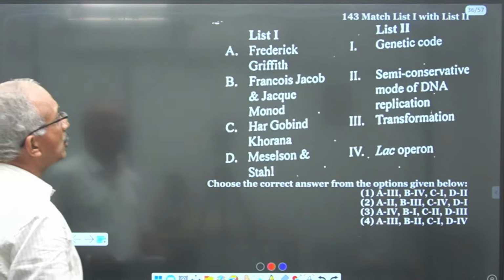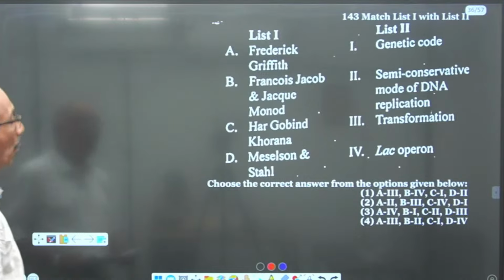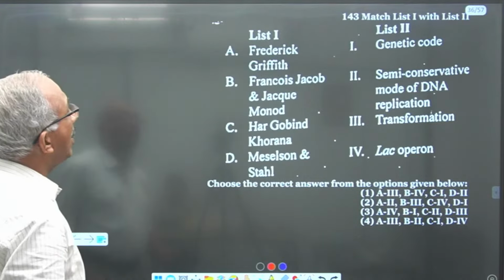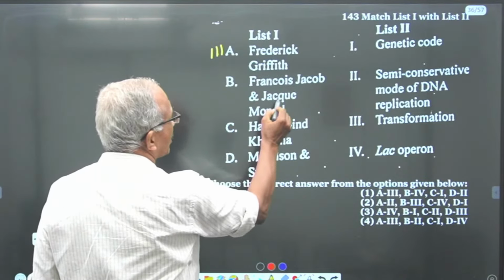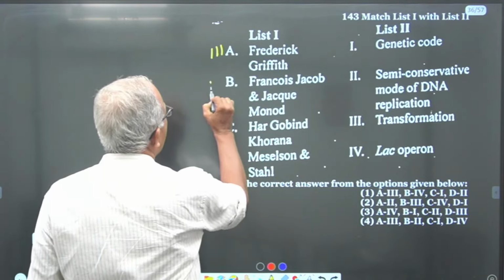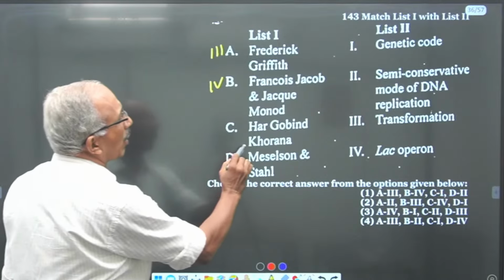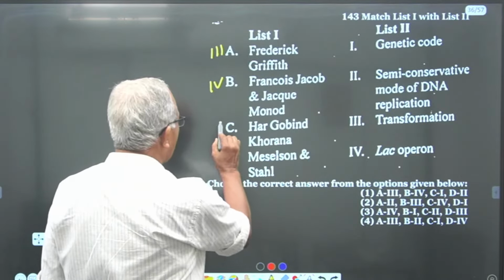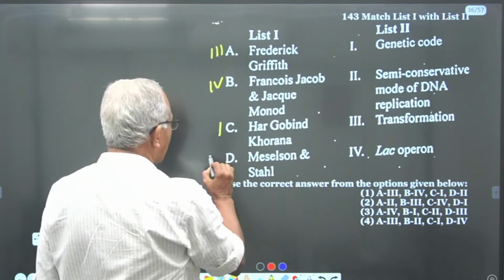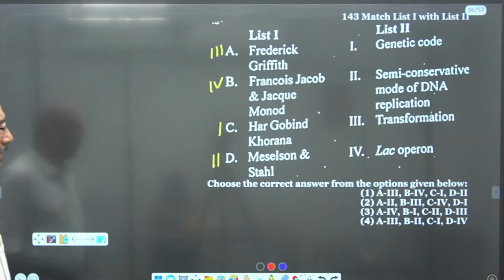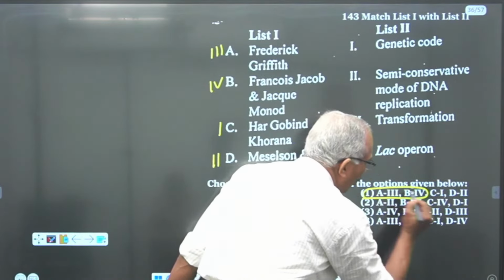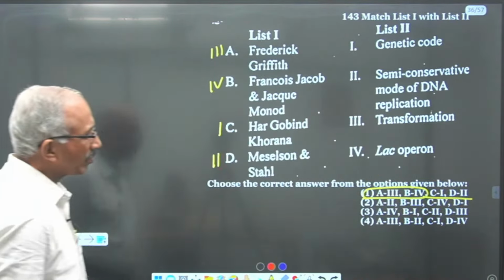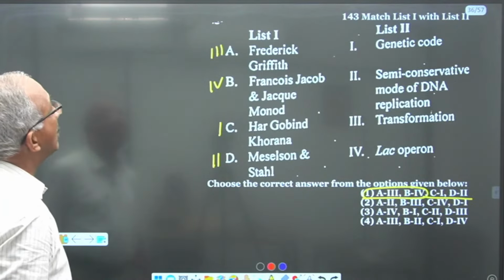Then, here, match the following. Frederick Griffith, it is transformation. Francois Jacob and Jacques Monod, it is lac operon. Har Gobind Khorana, it is genetic code. Meselson and Stahl, semi-conservative replication. So A3, B4, there is only one option, A3 B4, option 1.